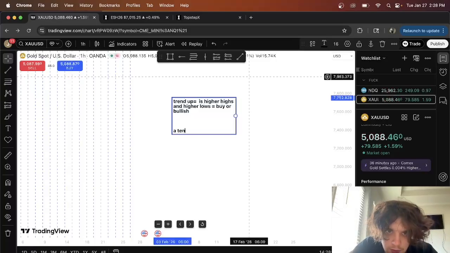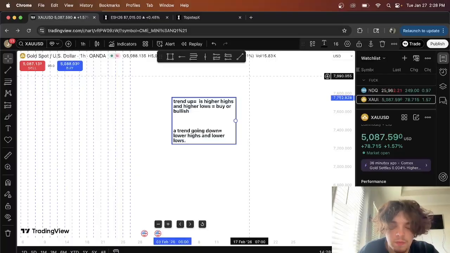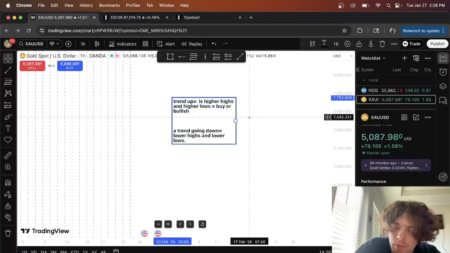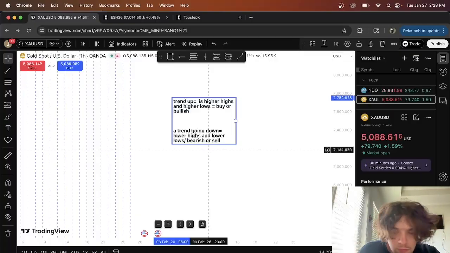A trend going down equals lower highs and lower lows, aka bearish or sell, right?